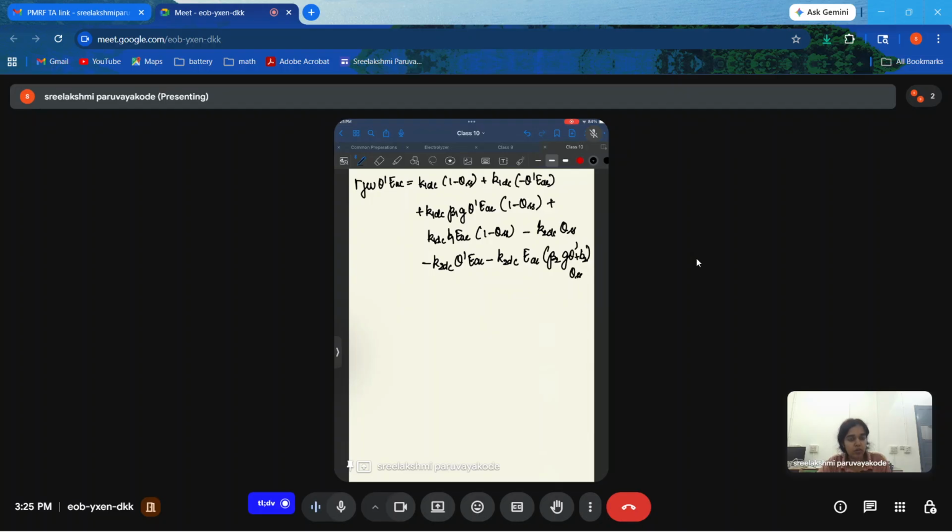So let's remove all the terms where there are only constants. K1 DC into 1 minus theta SS is only constants. This term only has constants. K2 DC into theta SS. The rest all have EAC. So now what next step you can do is regroup it so that all the terms with theta dash come on one side.